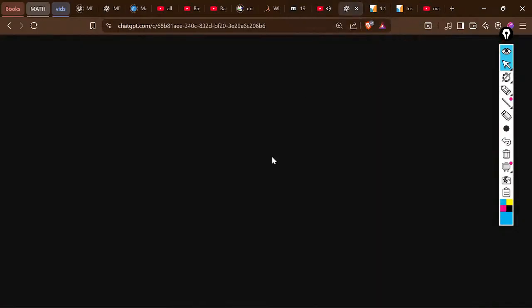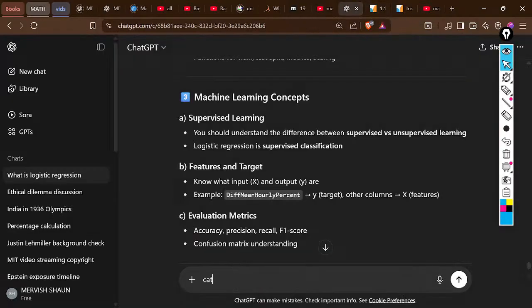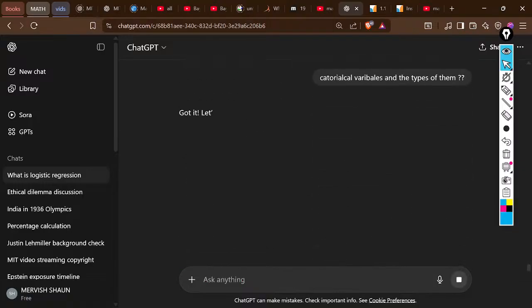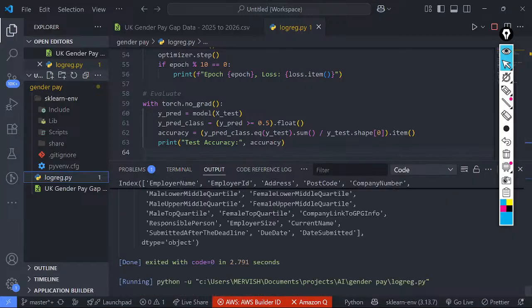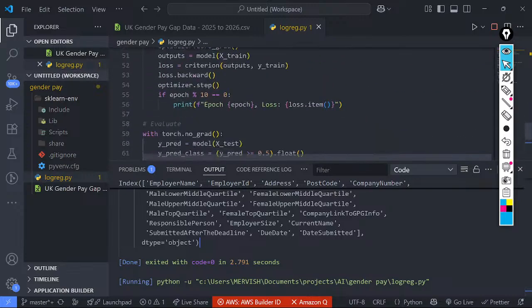Categorical variables and types of them. Let's quickly check. Bro, I feel like I'm cooking, you know what I mean? I'm like cooking a steak or something. I'm going from one thing to another. All of this is like AI. I don't know what's going on here, but let's see.